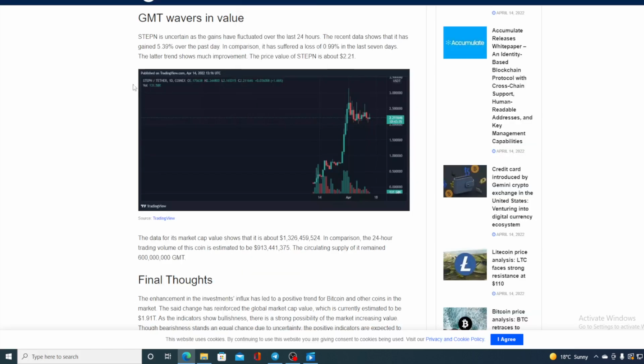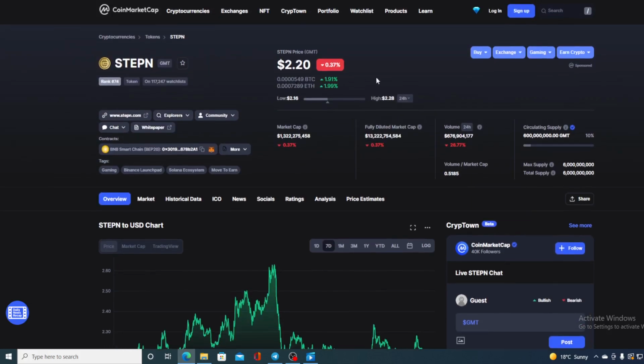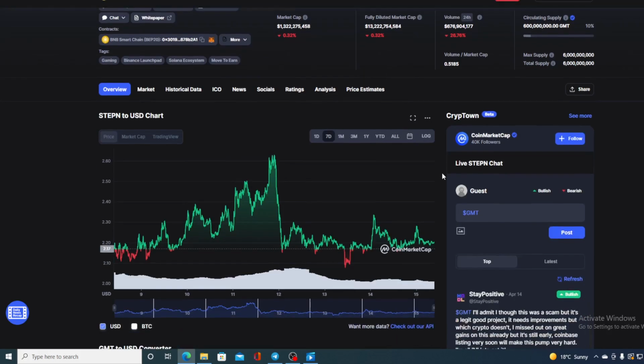And take a look at this, guys. Stepn is uncertain as the gains have fluctuated over the last 24 hours. The recent data shows that it has gained 5.39% over the past day. In comparison, it has suffered a loss of 0.99% in the last 7 days. The latter trend shows much improvement. The price value of Stepn is about $2.21. And right now, the current value of Stepn is $2.20, guys. So this is not a bad price, but let's get back to that price prediction.